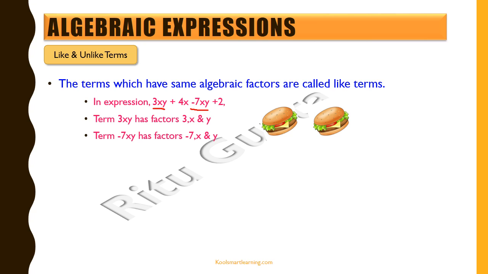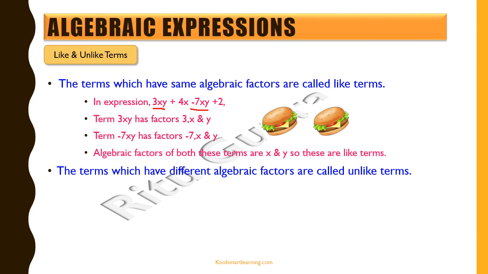So we can see here that the algebraic factors of both these terms are x and y, so these are like terms. The numeric factors of the two are different. In one case it is 3, in the other case it is -7, but the numeric factor does not decide the term to be like term or unlike term. It is only the algebraic factors which will be the deciding factor. So in this case, the algebraic factors being the same, these are like terms.